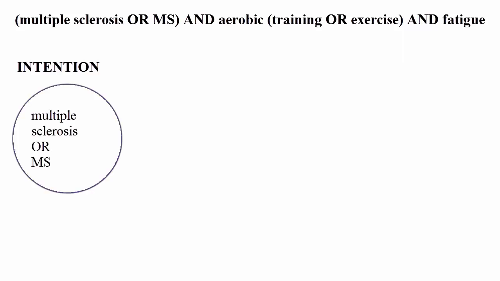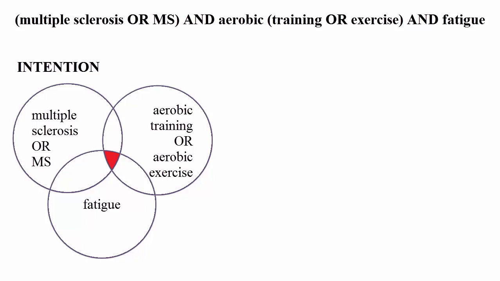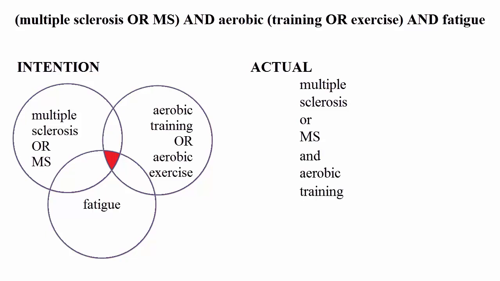In this search, the user is attempting to gather all articles with either multiple sclerosis or MS, and aerobic training or aerobic exercise, and fatigue. However, as brackets and Boolean operators are not recognized in PEDro, what the user has actually searched for is multiple and sclerosis and or and MS and aerobic and training and or and exercise and fatigue.